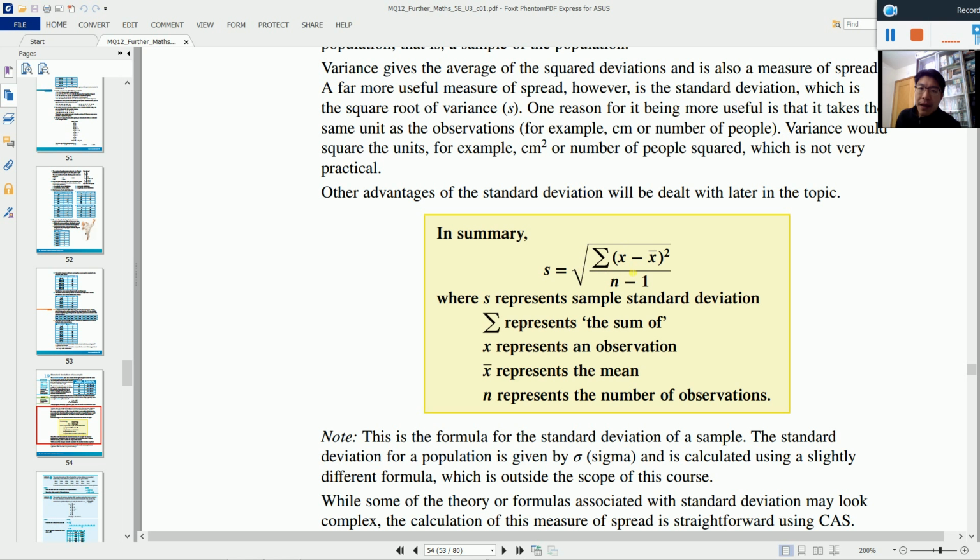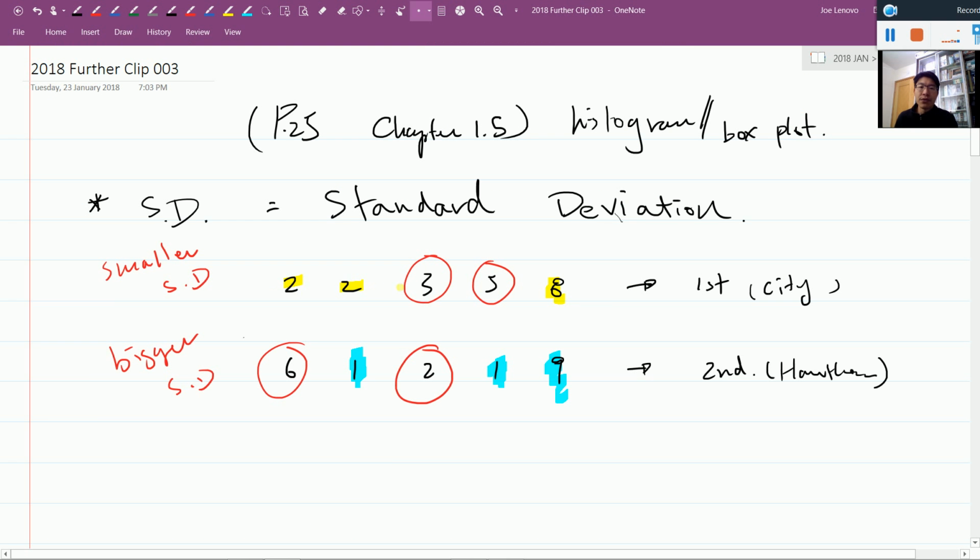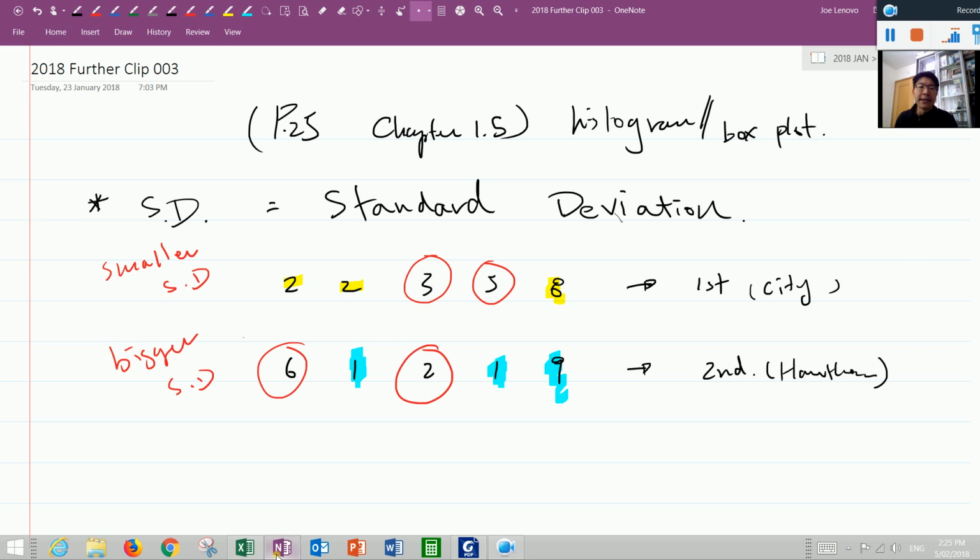The sum of x minus x mean. What does the first x represent? The first x represents an observation, or you can say the entries. How many entries do I have in here? I've got 2, 2, 3, 5, 8. So I've got 5 entries. I use 2 minus the mean of the overall, and then the second one, and then 3 minus the mean, 5 minus the mean, and so on.